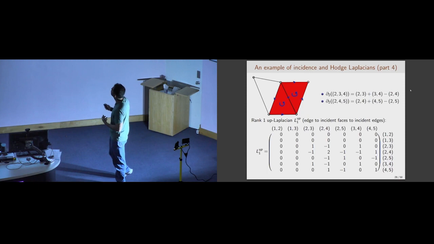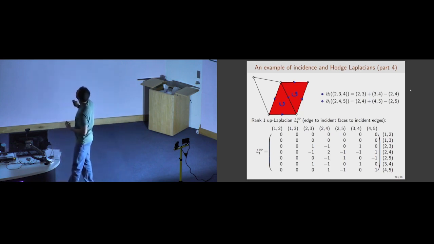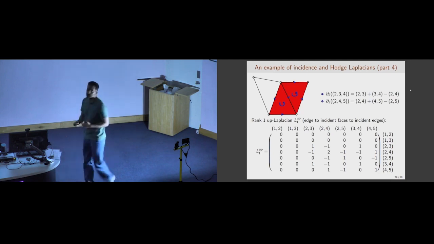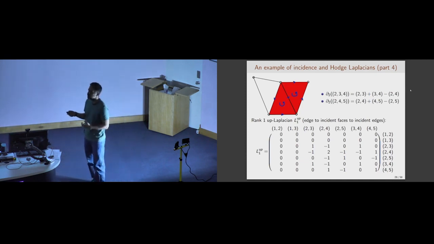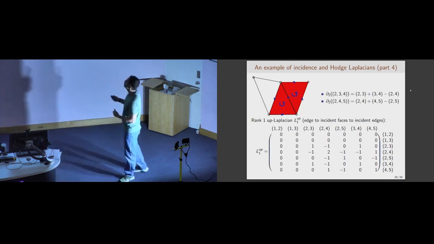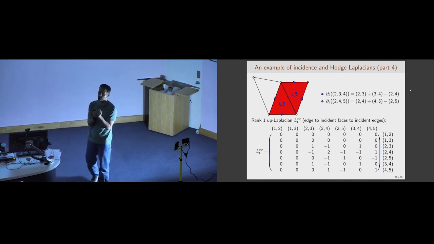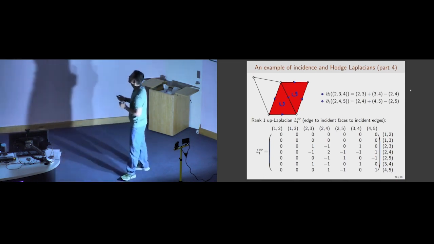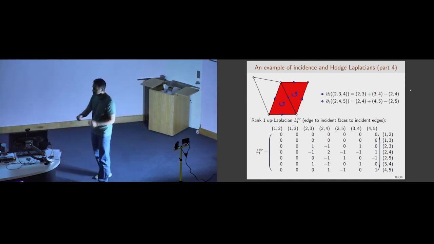So let's start with a diagonal. For example, look at 2, 4, which is this edge up here. In the diagonal you see a 2 here because there are essentially two incident faces. So you can think of the diagonal as counting how many faces are incident to each of the respective edges. And then you can think of the non-diagonal elements as encoding whether two edges are incident with respect to the faces, the red triangle that we have here. And again, there is an element of orientation, but I'll have, unfortunately, to skip that detail.